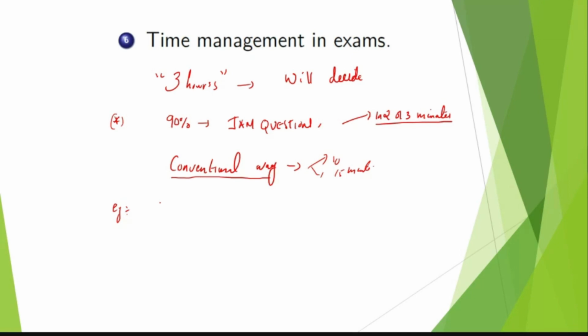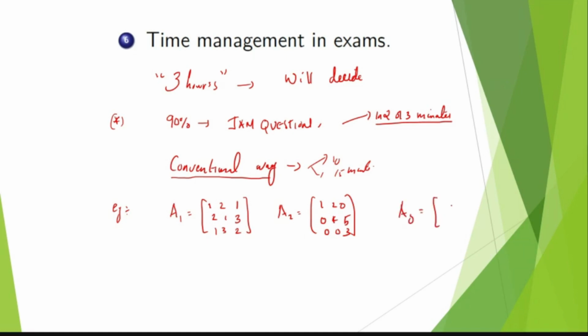For example, I will give you a question. A1 is a 3 by 3 matrix: 1 2 1, 2 1 3, 1 2 1 3 1 3 2. A2 is a matrix: 1 2 0, 0 4 5, 0 0 3, and A3 is 1 1, 0 1. And they may ask which of these matrices are diagonalizable. So you know the answer because you have prepared a lot.